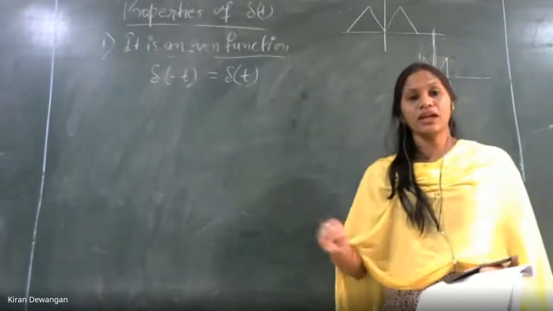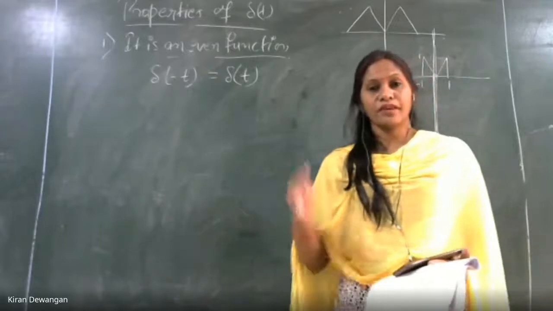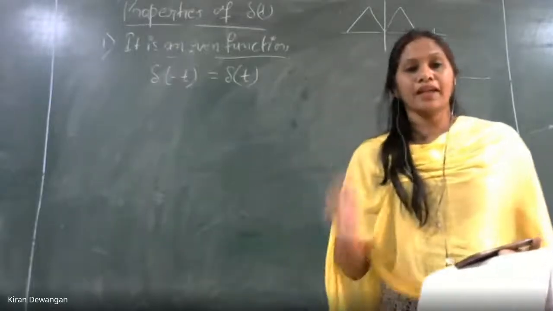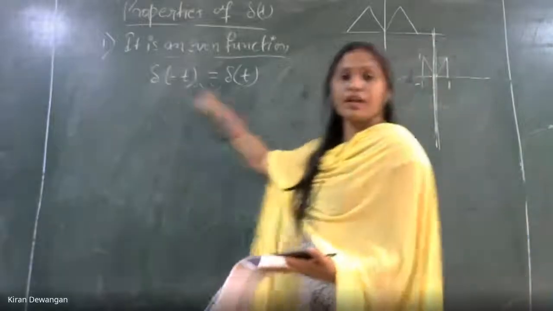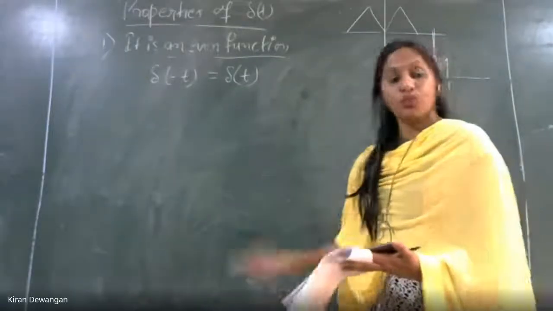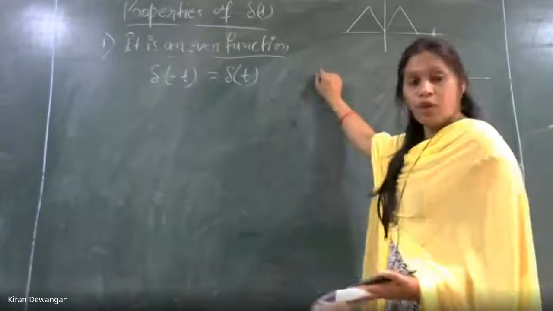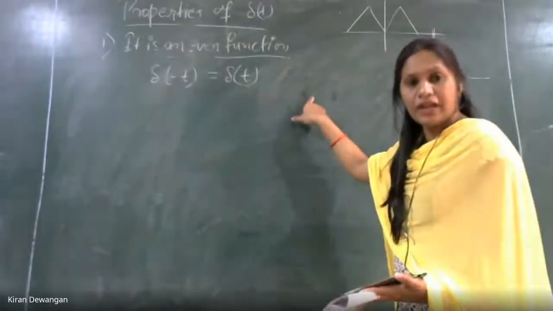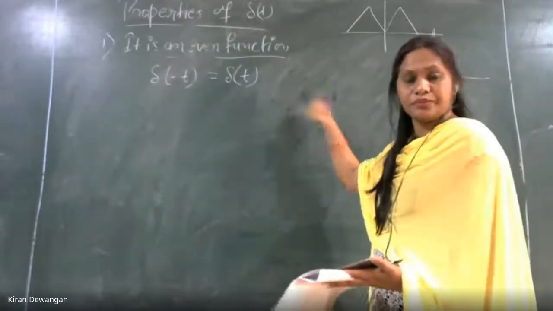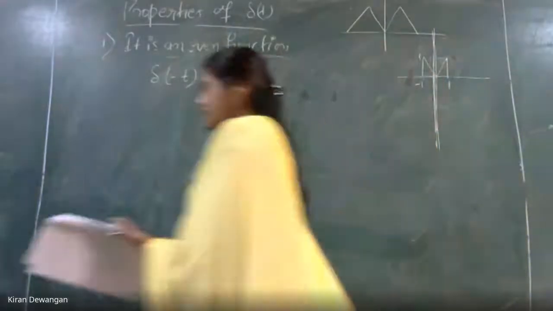Del t exists only at t equals to 0. For negative values of t and positive values of t, there is no del t at all. So the first property says that del of minus t is equal to del of t, that is, it is an even function. Clear?